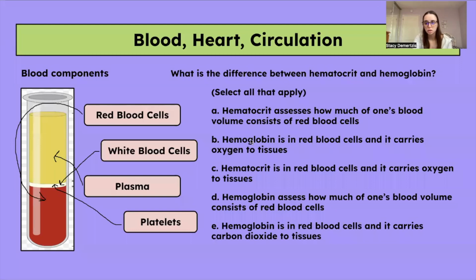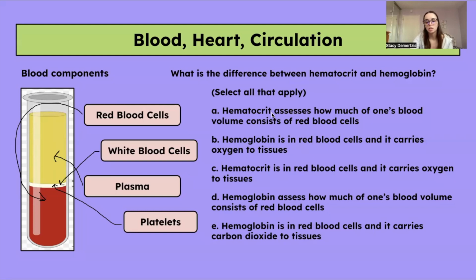B, hemoglobin is in the red blood cells and it carries oxygen to the tissues. Yes. And so with that, we can rule out C and D, because the rest of the statement is talking about what it does, but the vocabulary isn't matched correctly. So yes, hematocrit is talking about how much of one's blood volume is red blood cells.